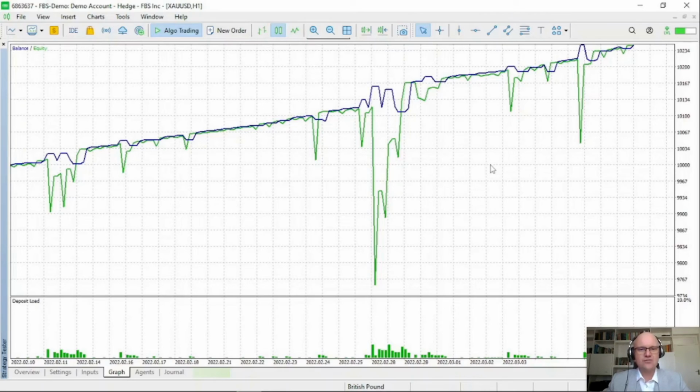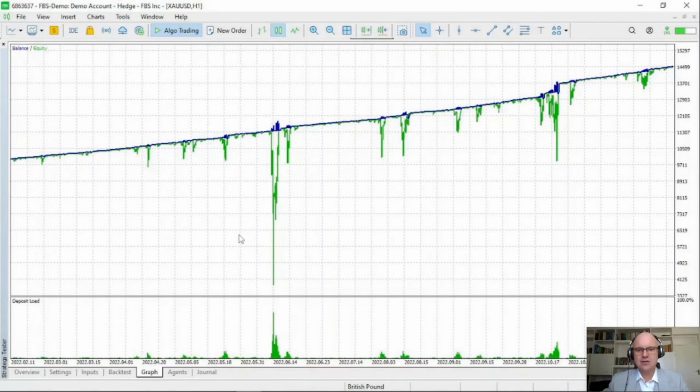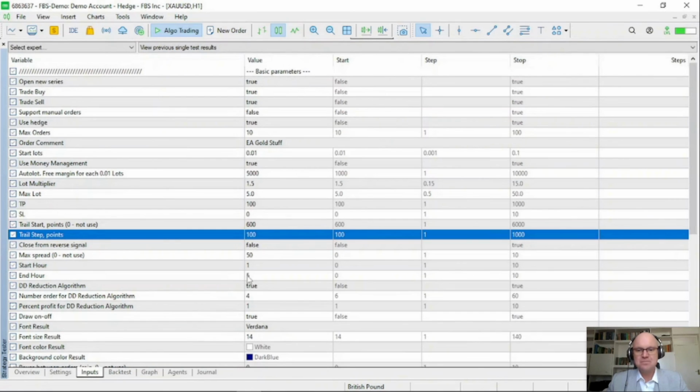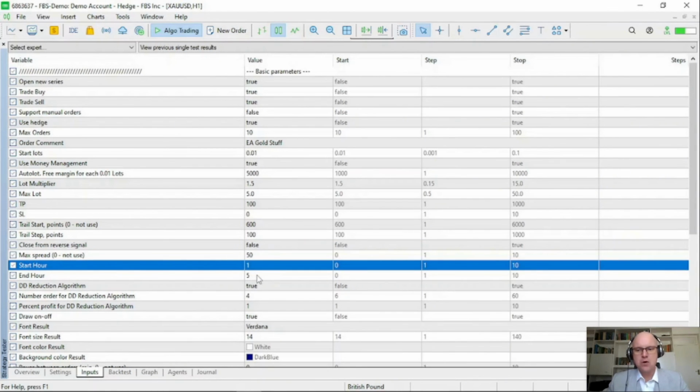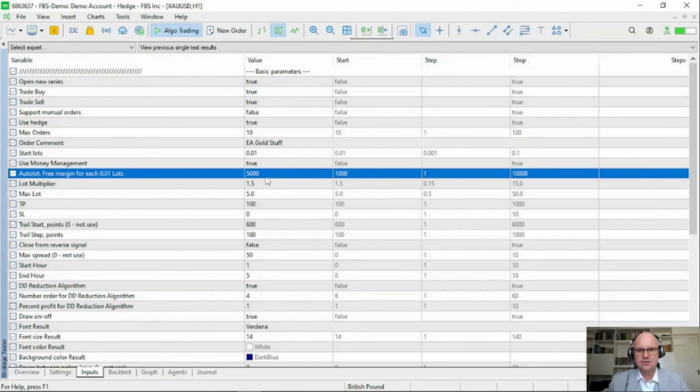So again, the backtesting for the expert advisor, because of the large quantity of deals, does take some time. So let's fast forward and take a look at the trading results. So even with this minor change in lot size, you will see that drawdown is still concurrent throughout the testing period. We were able to generate a total net profit of $4,506.36 by using the start and end hour from 1 until 5. So in other words, trading during the Tokyo session.